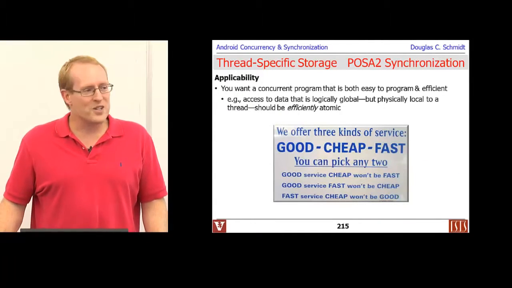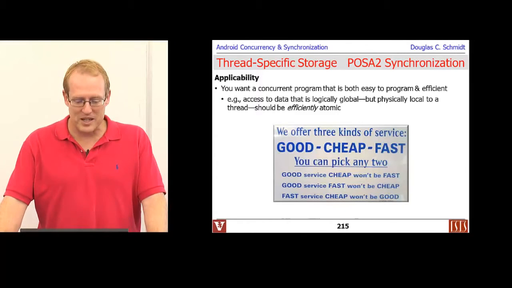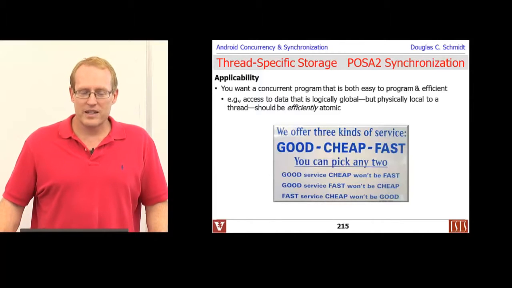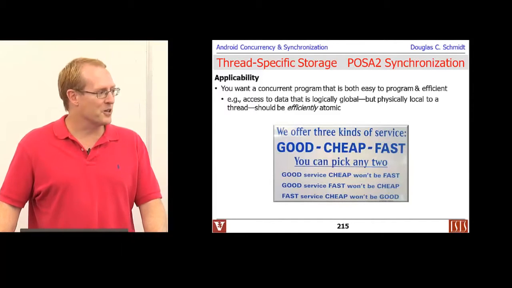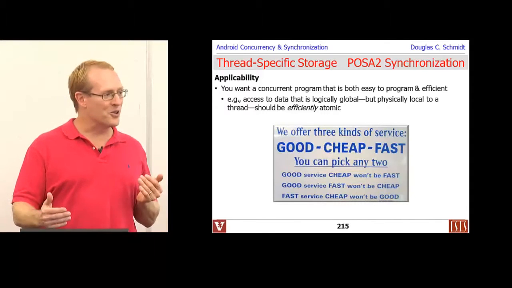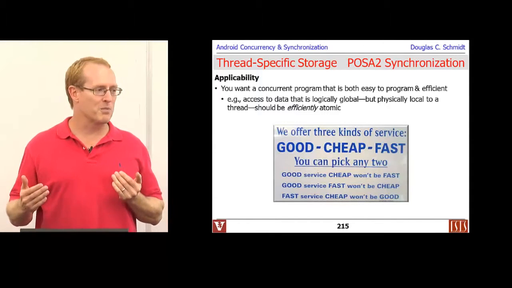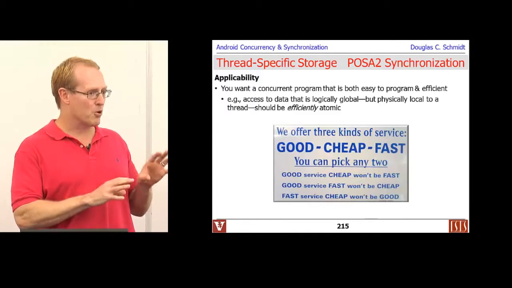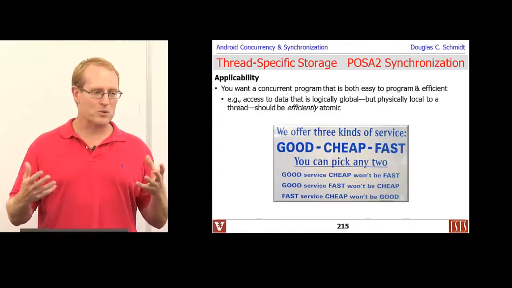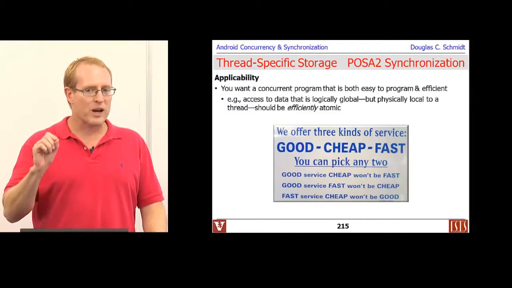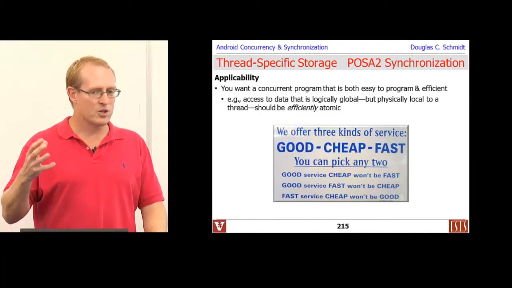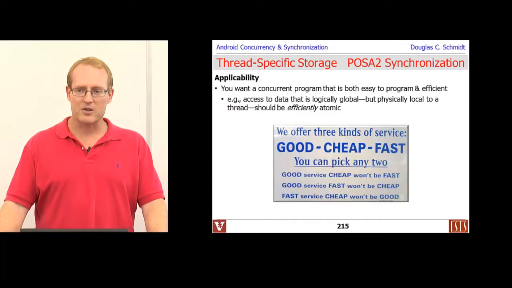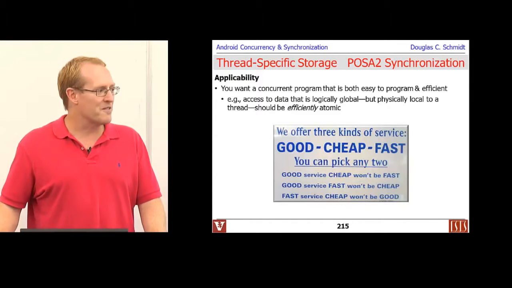So when would you want to use this thing? Well, you want to use it if you want a concurrent program that is both easy to program and efficient, which is sometimes kind of hard to do. And of course, efficient means different things to different people. But in this particular case, we want to make it easy to program so it doesn't require all kinds of special purpose programming tricks, and you don't want people to have to know anything about locking. You just want to be able to access this stuff and have it be magically thread safe and atomic and so on.